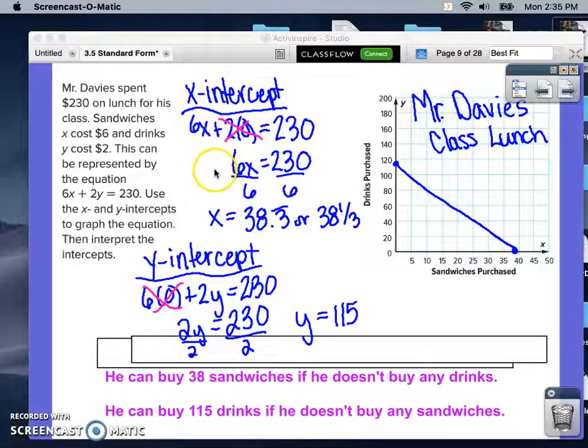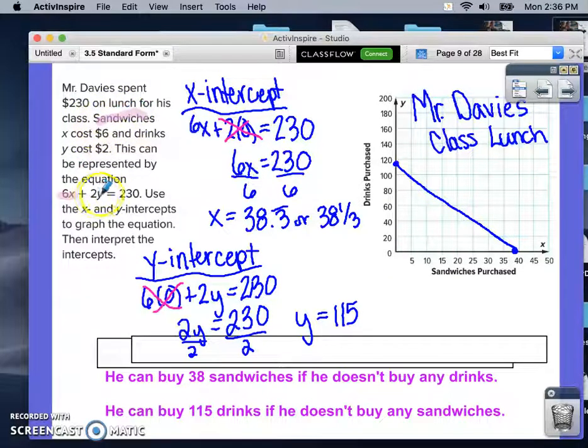So Mr. Davis spent $230 on his lunch for a class. Sandwiches, x, cost $6 and drinks, y, cost $2. This can be represented by the equation 6x + 2y = 230. That means we're going to multiply 6 times however many sandwiches we get, and we'll multiply 2 times however many drinks we get. And you could figure out however many you can buy for each.